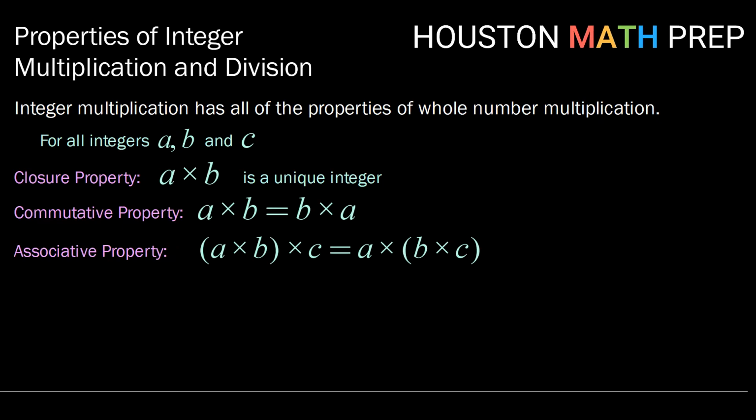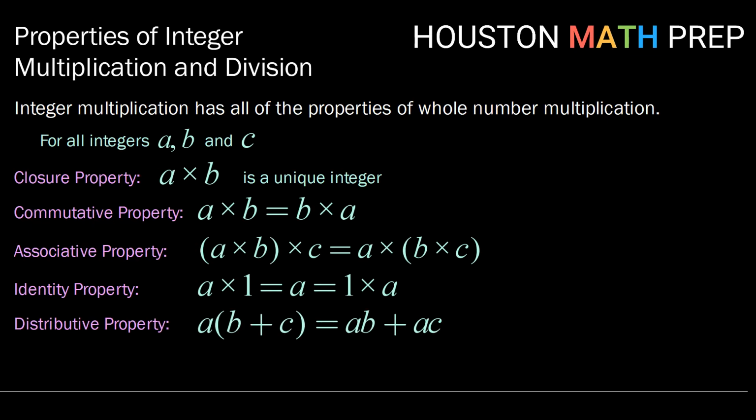Next, we have the associative property. (a times b) times c is equal to a times (b times c). This one says we can group our multiplication in any order. The identity property for multiplication says a times 1 equals a, and that's also equal to 1 times a. 1 is what we call the multiplicative identity. It is the only number that this property holds for.